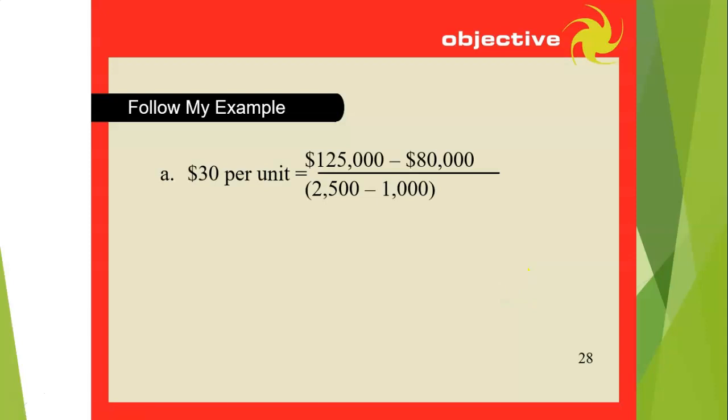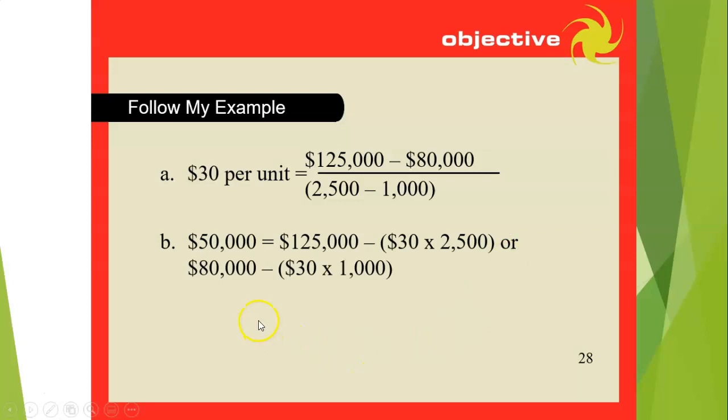Okay, so here we have February's cost minus January's cost on the numerator, February's activity minus January's activity on the denominator. And once I calculate that all out, I get $30 per unit. That's my variable cost per unit. Then I can take the high, which is February, and that was a total cost of $125,000, and we take our $30 times our number of units for February, which was 2,500. Okay, subtract that total from the 125,000, I get $50,000.